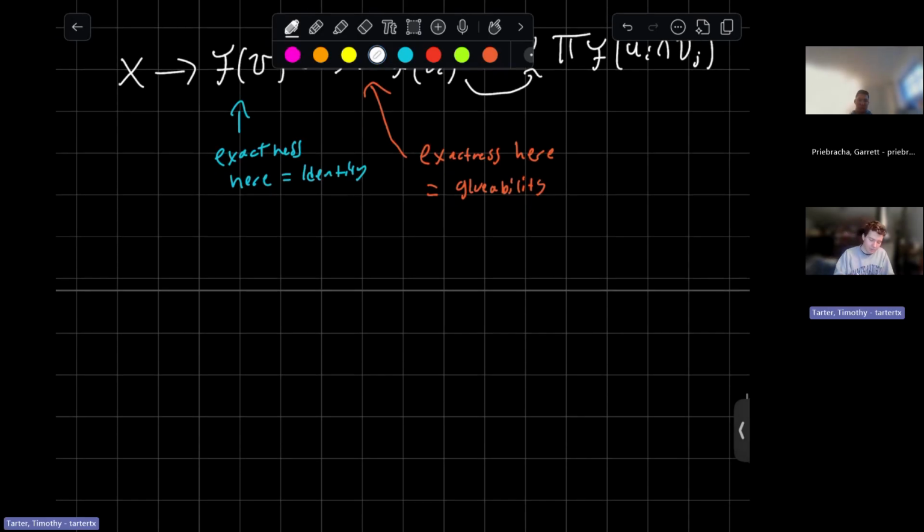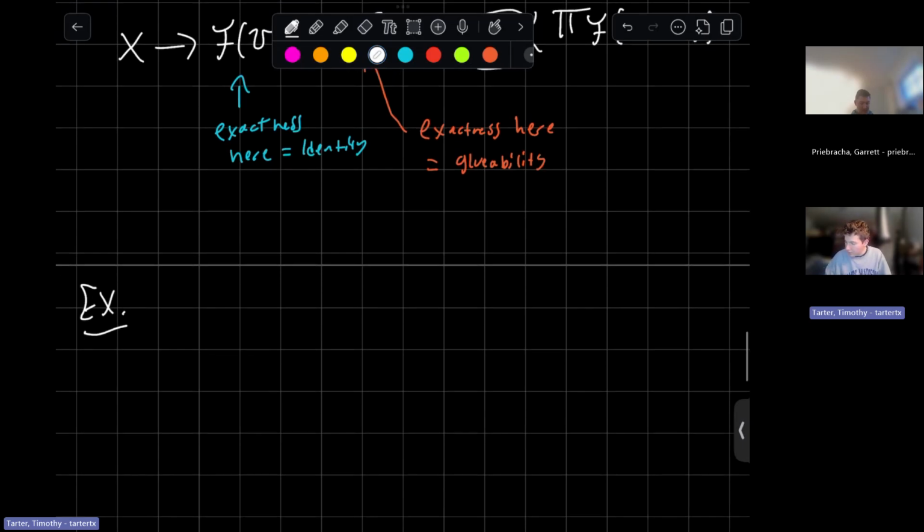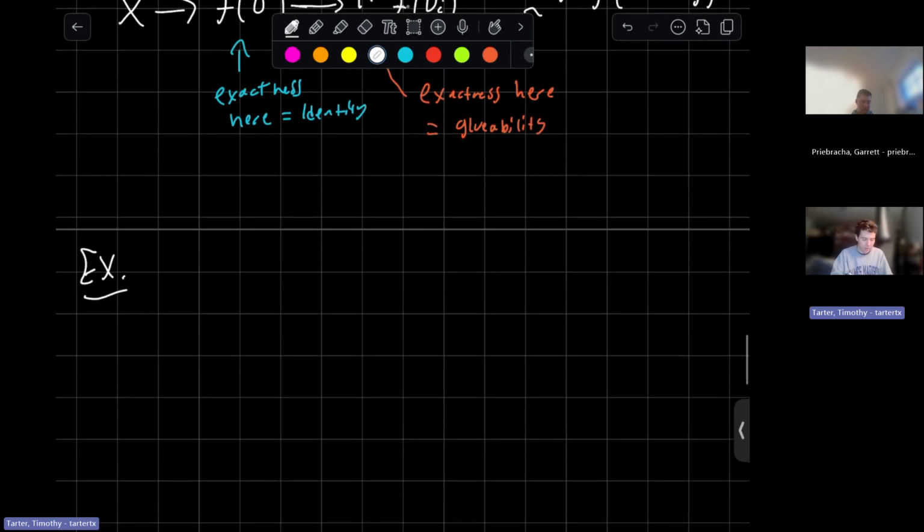Okay, important example. It's called restriction of a sheaf. So, let F be a sheaf on X. I guess let's just write this as X here. And U be an open subset of X.